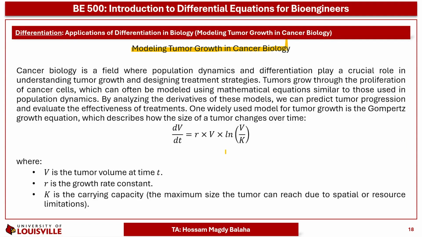One of these models for modeling tumor growth is the Gompertz growth equation, which describes how the size of the tumor changes over time. It's this equation, which is the growth rate constant multiplied by the tumor volume at time t multiplied by the natural logarithm of V over K. Again, V is the tumor volume at a time t, K is the carrying capacity, which is the maximum size the tumor can reach due to spatial or resource limitation.